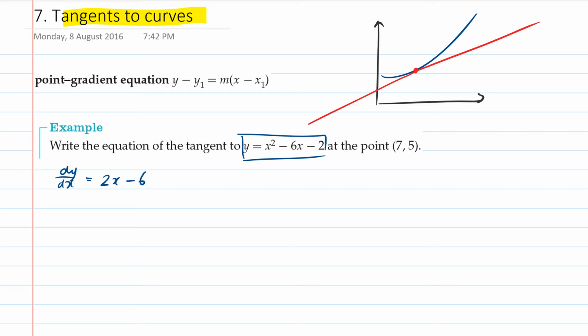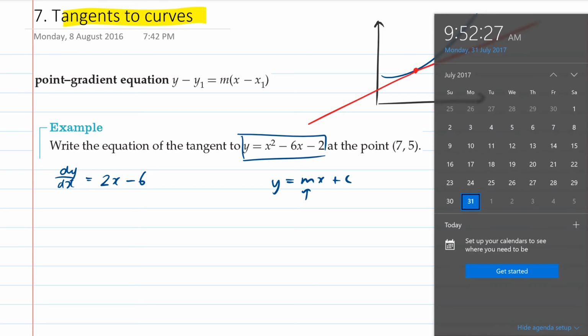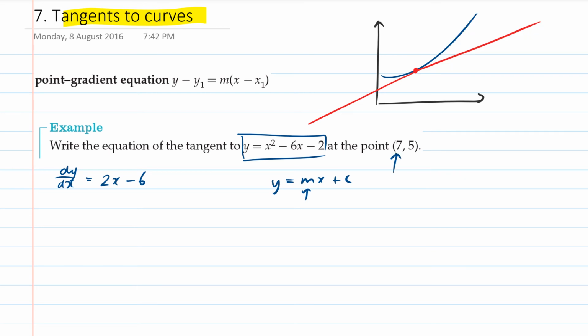Now, when we're working out a line equation, we have it in the form y equals mx plus c, where we have a gradient. And so we need to work out that gradient at that point 7. So I'm going to put the value of 7 into my equation. So my gradient is going to be 2 times 7 minus 6, so that's 14 minus 6, which is 8.